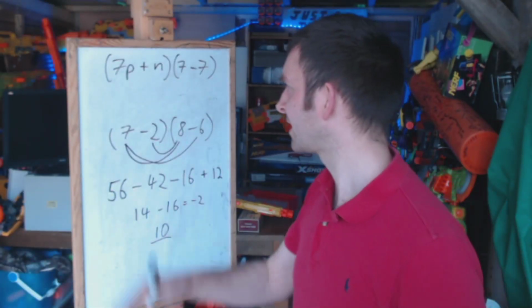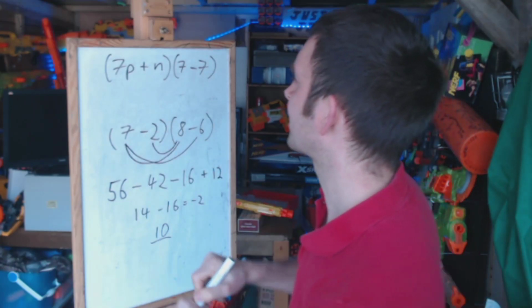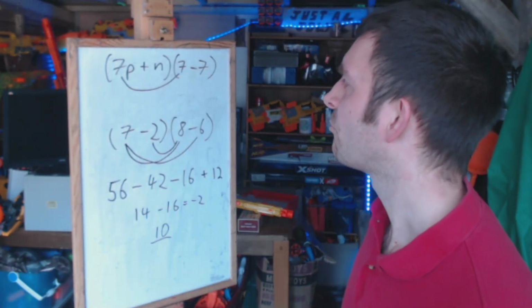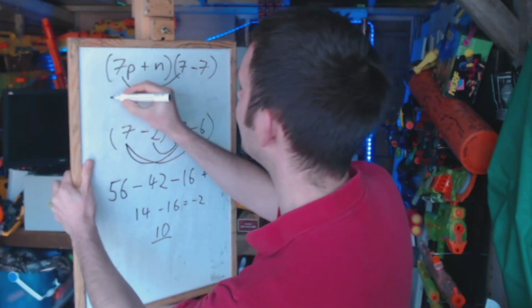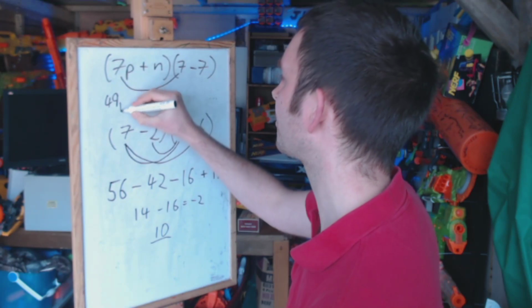So we can go back here now. Let's have a look and see what we've got. We've got 7p times 7 to begin with. First of all, we're going to deal with those numbers. So 7 times 7 is going to be 49. Let's go ahead and write that to begin with. And we've also got a p there, so 49p.